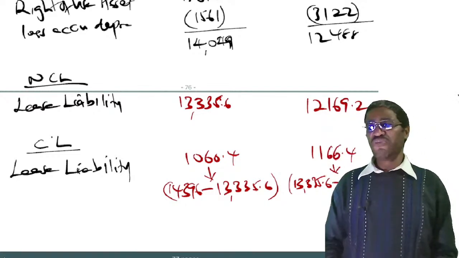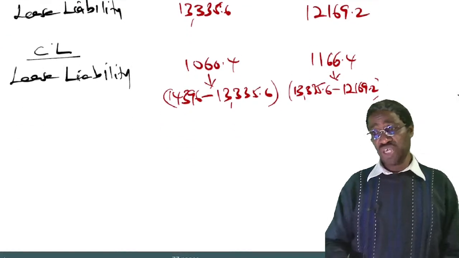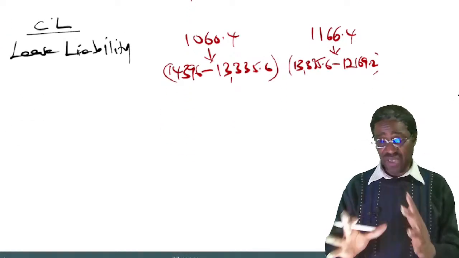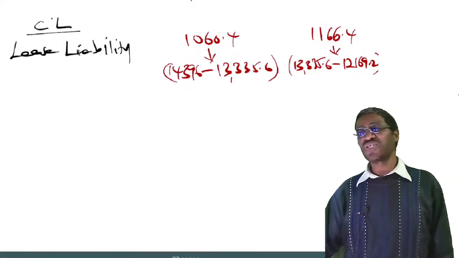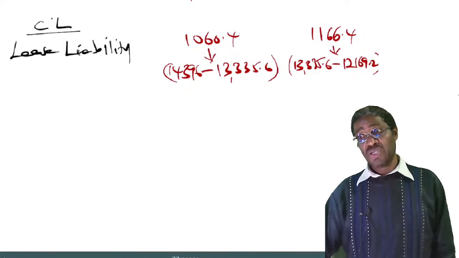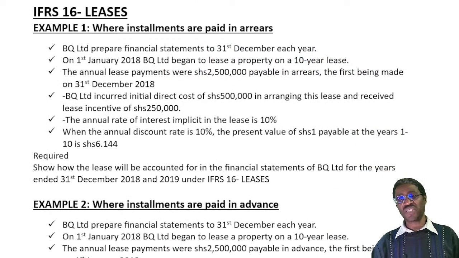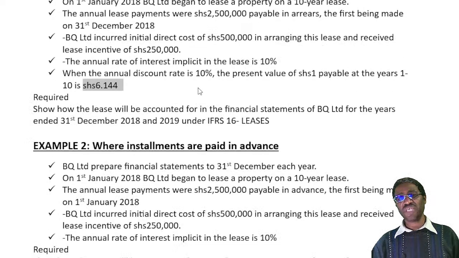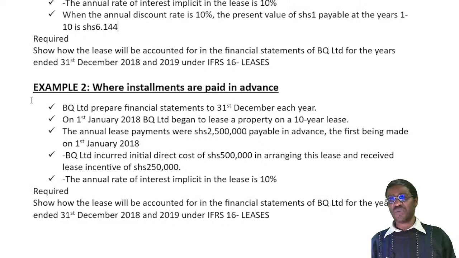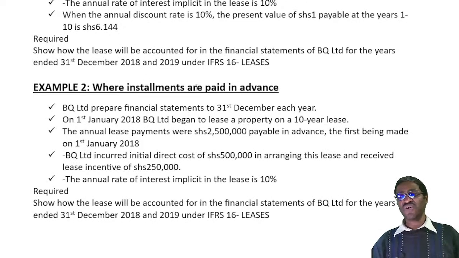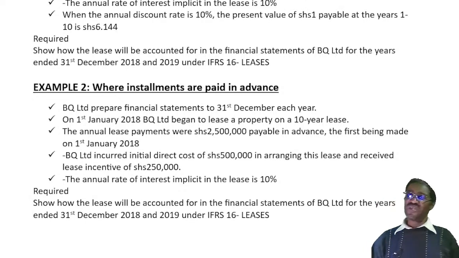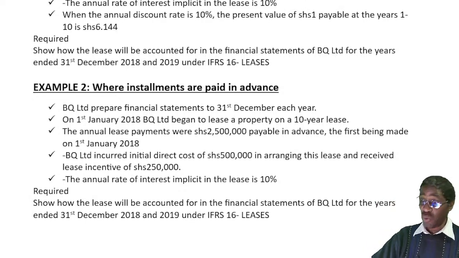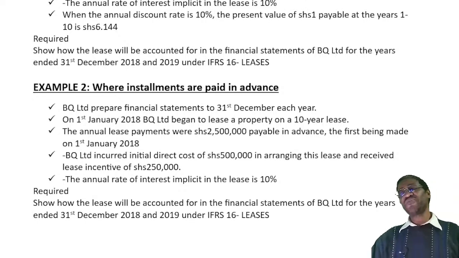Okay. So maybe for today we can stop there. Listen, next time we shall do an example 2 where we are paying our installments in advance. You remember our second example down here, if you look at it, we are paying our installments in advance. Once I finish the example 2, we shall now do a past paper question. Okay? Then from there we shall develop the topic.